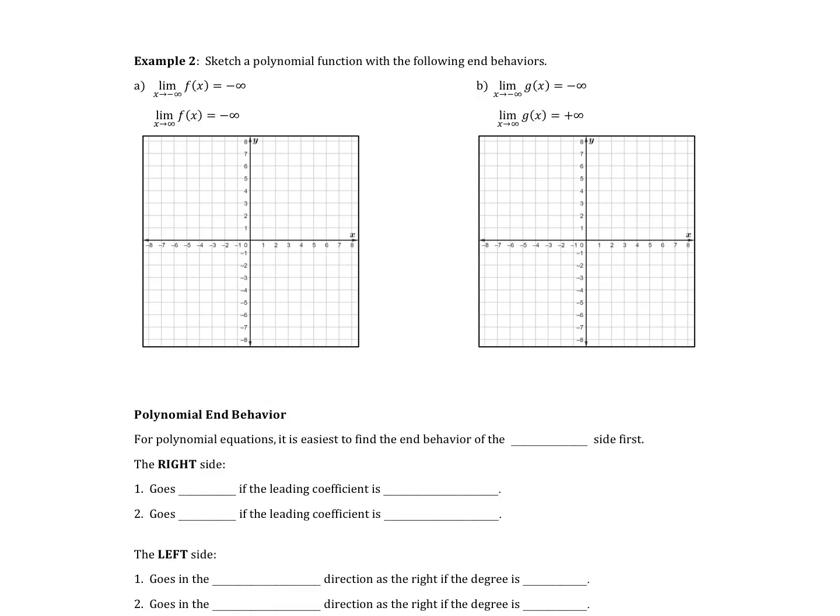So let's sketch it. In this first one, my limit as x approaches negative infinity, my function goes to negative infinity. What does this mean? What does this limit as x approaches negative infinity mean? As it moves left, it is going down.